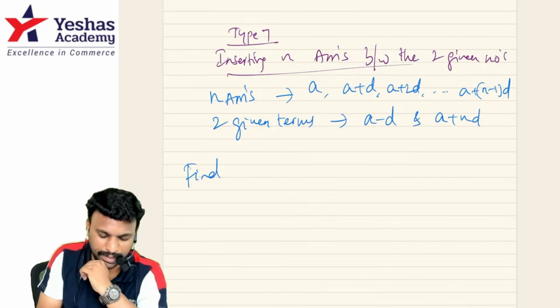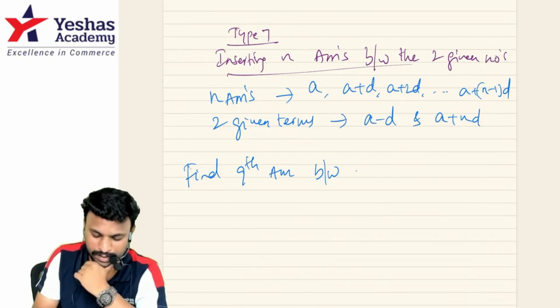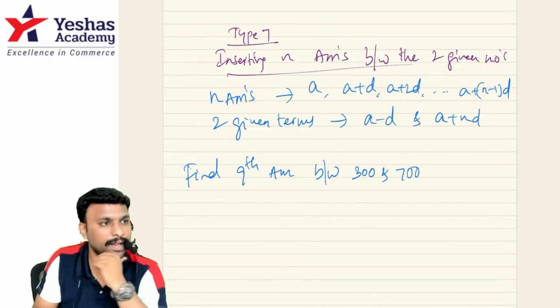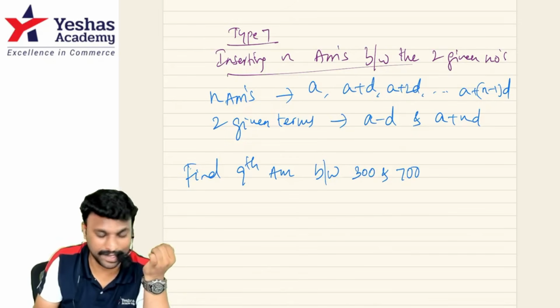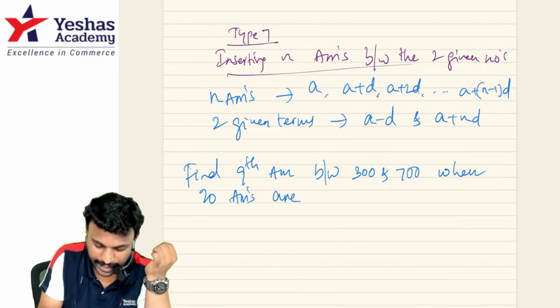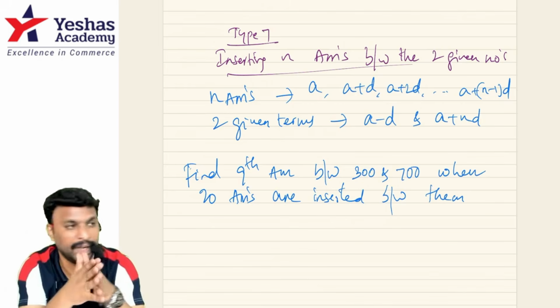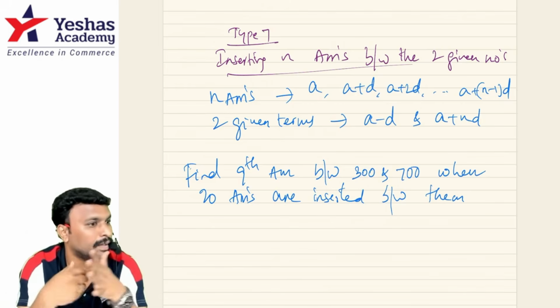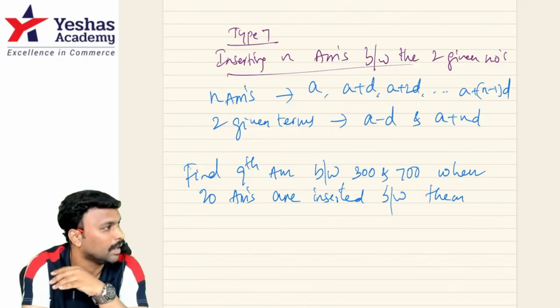Find the ninth AM between 300 and 700 when 20 AMs are inserted between them. Think it quickly.